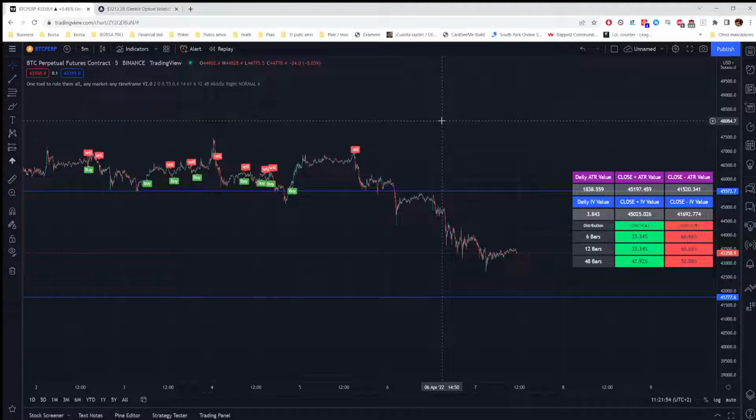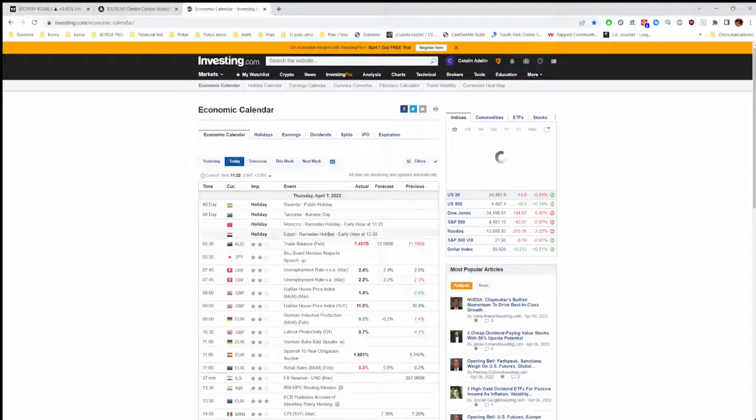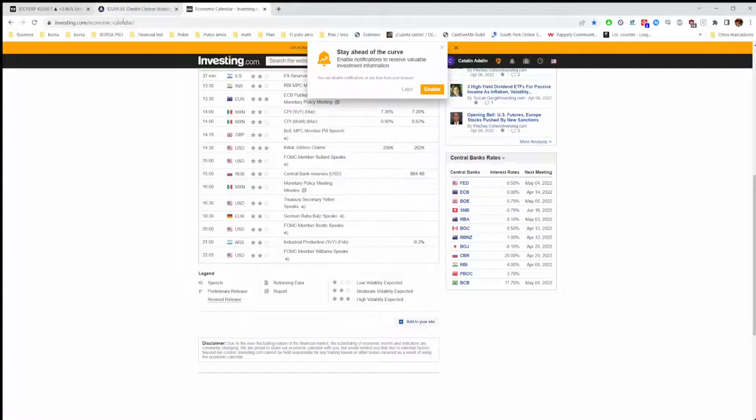So this implied volatility in general is going to be higher based on certain events which are going to happen. For example, yesterday we had the federal minutes meeting based on the March decision that they took. So yesterday was a day with much higher volatility than, for example, today, because if we go to the economic calendar, today we don't have so many big news that can affect the volatility.